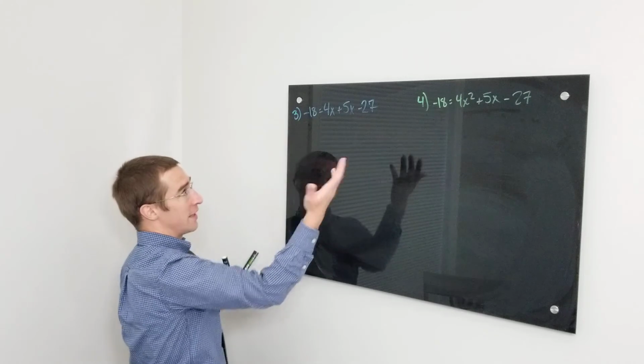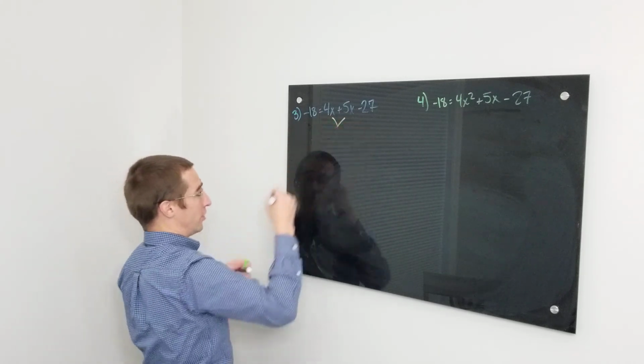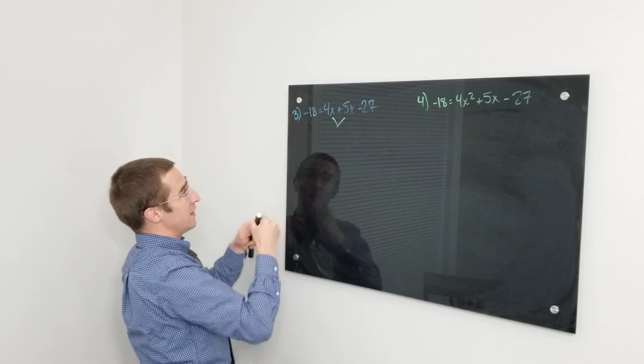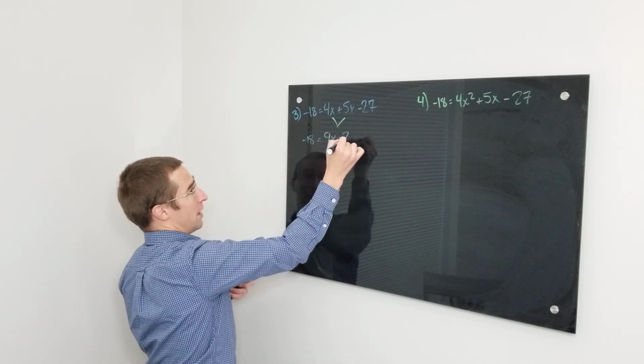All right, so here we identified, hey, this is linear. Those are regular x's. I can combine like terms to get negative 18 equals 9x minus 27.